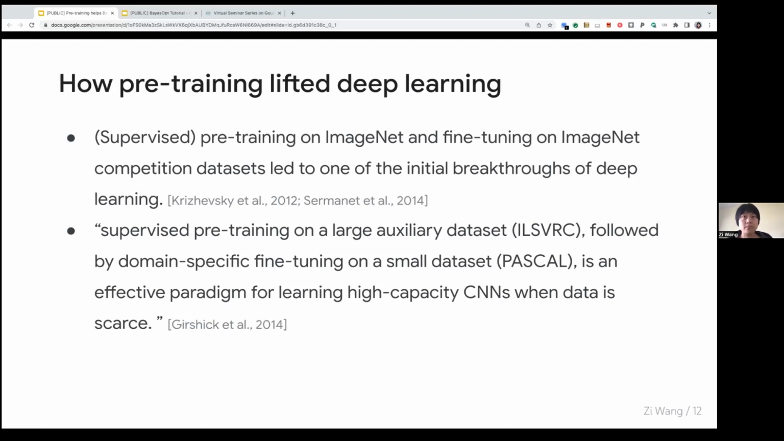What we know at this point, looking back, is that pre-training on ImageNet and fine-tuning on those ImageNet competition tasks led to one of the breakthroughs in deep learning. And this paper from Girshick, I hope I'm pronouncing it right, 2014, says: supervised pre-training on a large auxiliary data set followed by domain-specific fine-tuning on a small data set is an effective paradigm for learning high-capacity CNNs when data is scarce. In this paper, they treat it as one of the guiding principles for deep learning practice in image object recognition and these computer vision tasks.